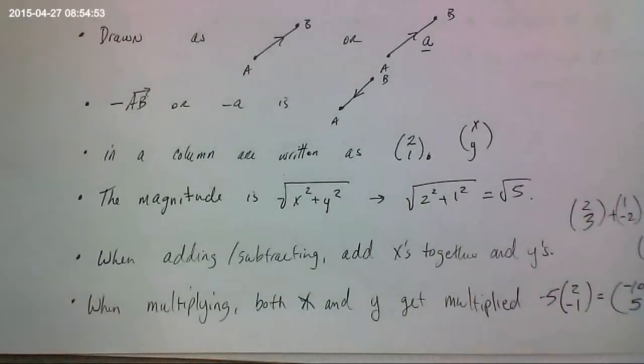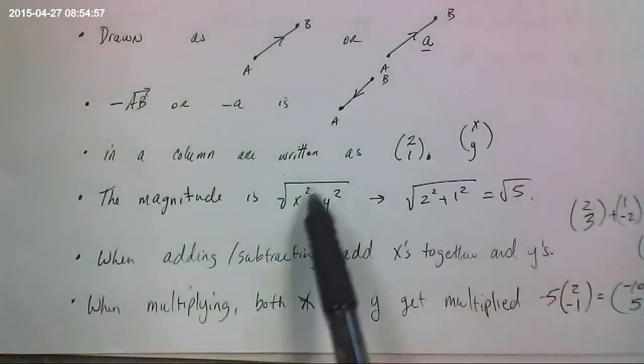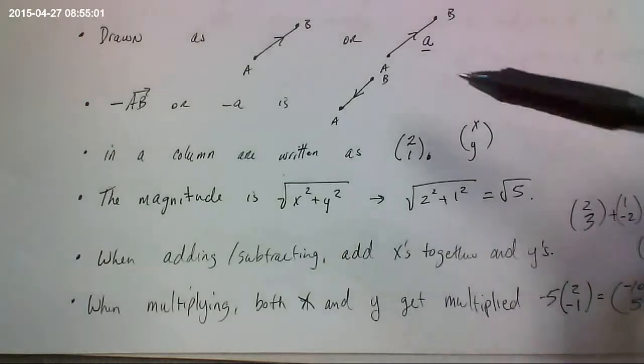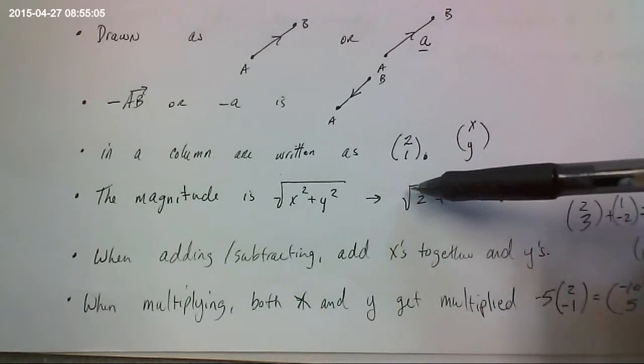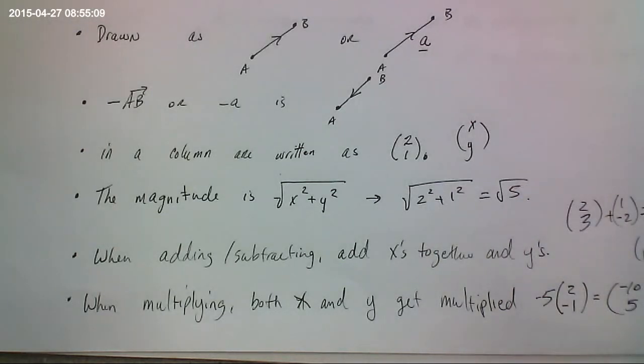To find their magnitude, it's the square of X plus the square of Y, and the square root of all of that. So for example, if we have the vector 2, 1, it would be the square root of 2 squared plus 1 squared, which is the square root of 5, sorry.